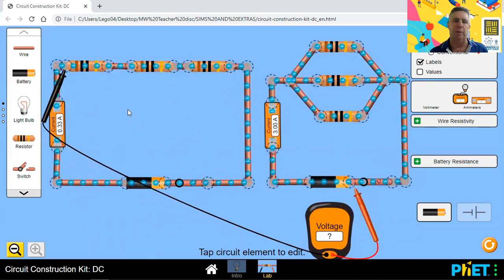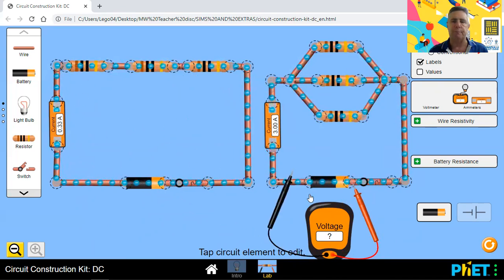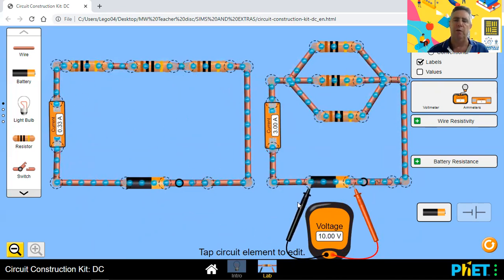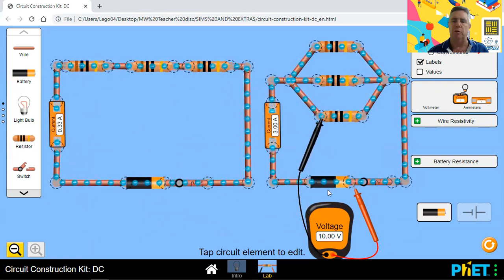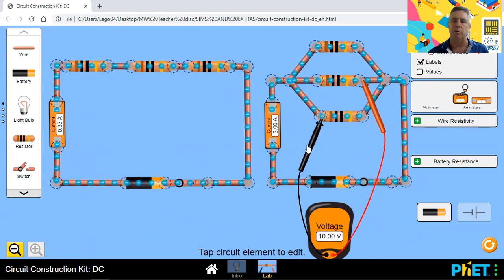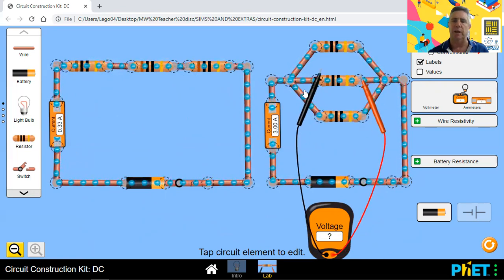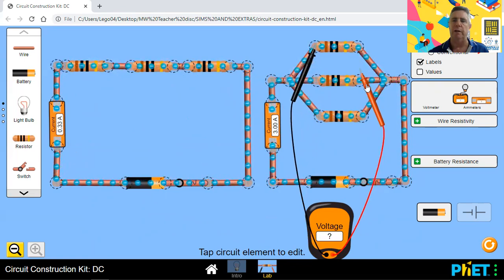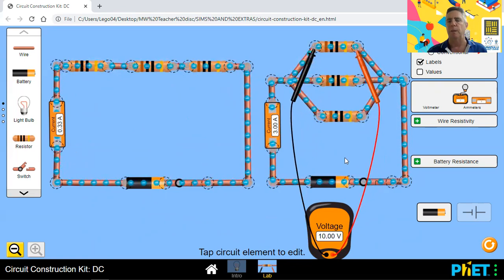We can measure the battery voltage here, and we get 10 volts. But if we measure the voltage across resistor R1, instead of getting 3.33, we still get 10. If we measure across R2, we still get 10, and if we measure across R3, we still get 10 volts. So it doesn't matter. Each of the resistors enjoys the full battery voltage, and that's why in a parallel circuit, if you have light bulbs, they would shine so brightly.